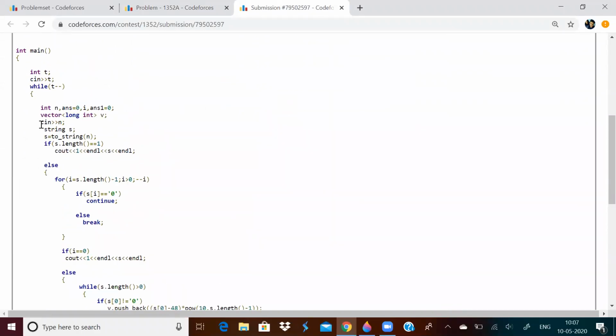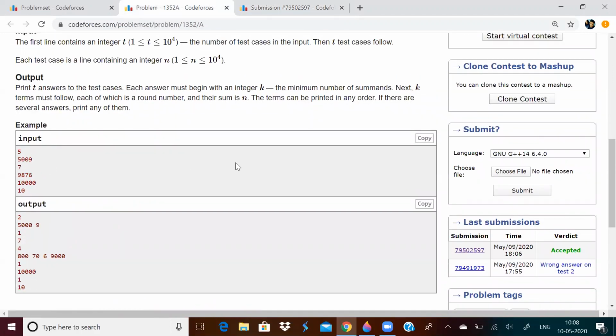I took the input n and I converted it into a string. Now this is the function used to convert a number to a string. You can make a note of that. toString is used to convert a number into a string. And my first condition is if the length of the number is 1, I will print 1 and this, because I know that if the length of the string is 1, that means there is only one digit in the number. If it is a single digit number, I just have to print that number.